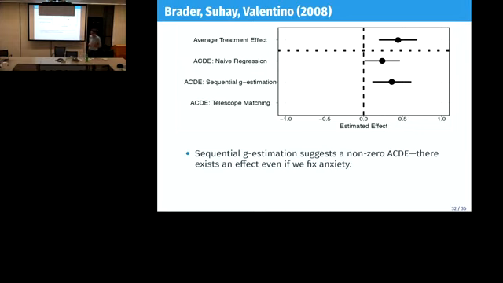And if we do sequential g-estimation, we actually recover something that looks very similar. And all three of these estimates are maybe in the same ballpark. And all of these suggest that the controlled direct effect is positive. So even after fixing the level of anxiety, there's still an additional effect of this media frame, which suggests that there's something else going on in the data.